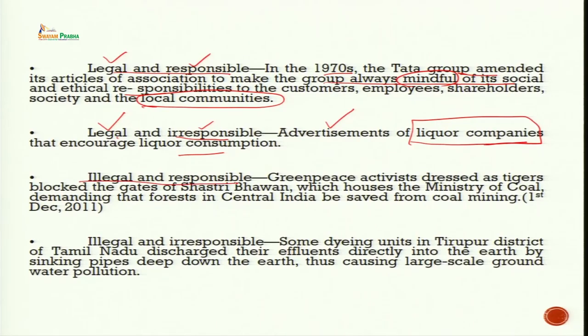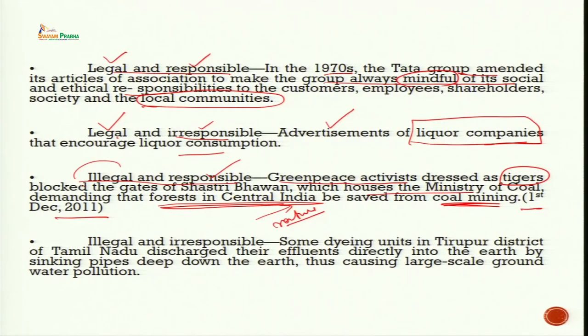Illegal and responsible behavior. Now, on December 1st, 2011, some Greenpeace activists dressed as tigers and blocked the gate of Shastri Bhavan, which houses the Minister of Coal, demanding that forest in central India be saved from coal mining initiatives. So, this act is responsible because it was about the conservation of nature. But the way or the action which was done was not permitted.